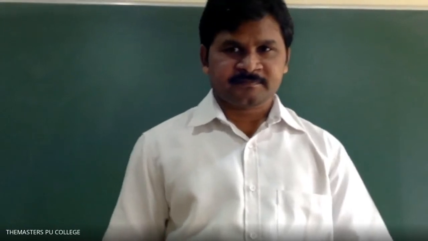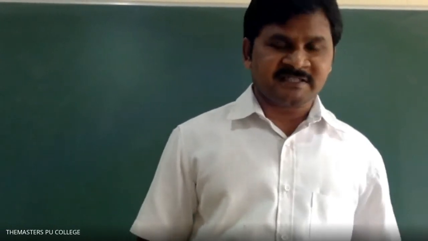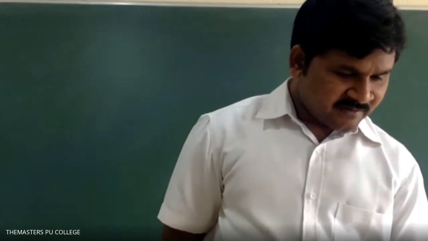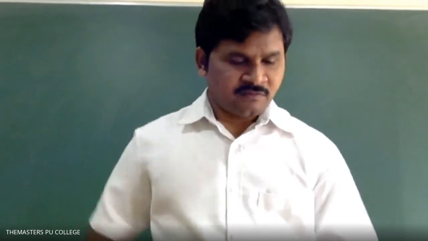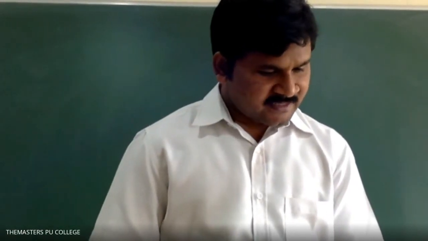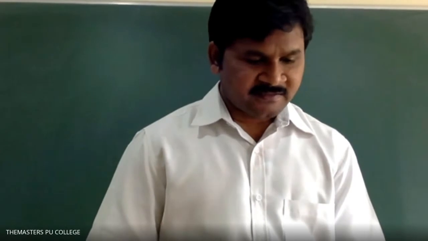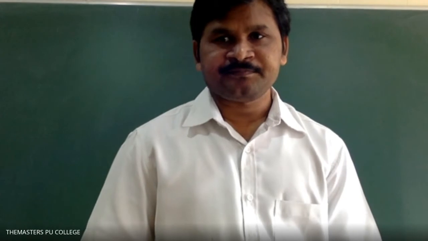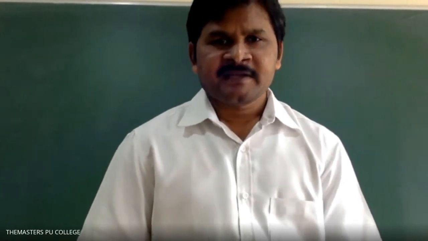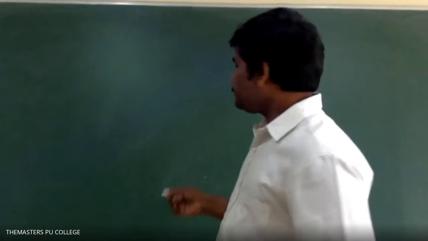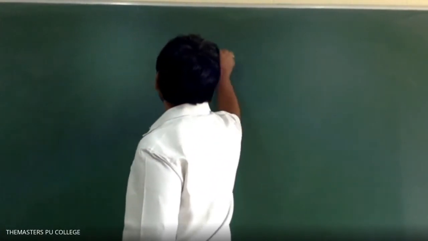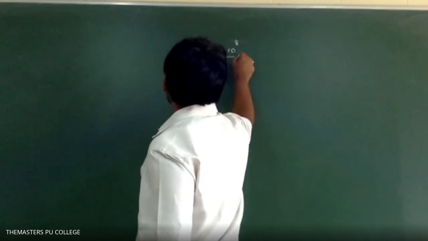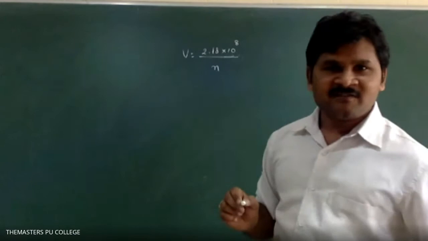Please open objective materials page number 76. If the speed of an electron in Bohr's first orbit of hydrogen atom is x, the speed of the electron in third Bohr orbit is? Seema, here what is the velocity formula? V is equal to 2.18 into 10 power 8 divided by n. This is the formula for velocity.